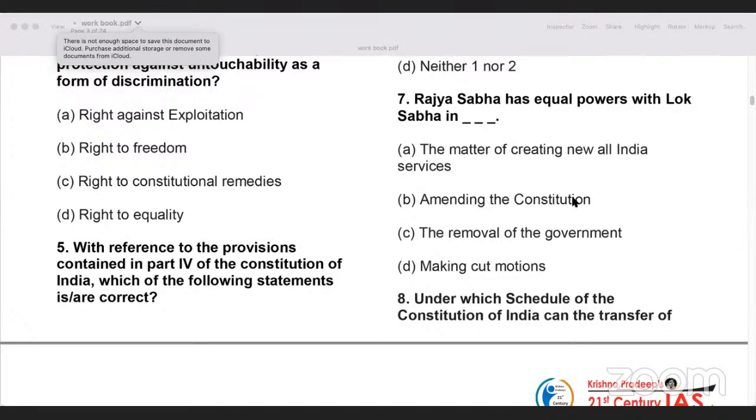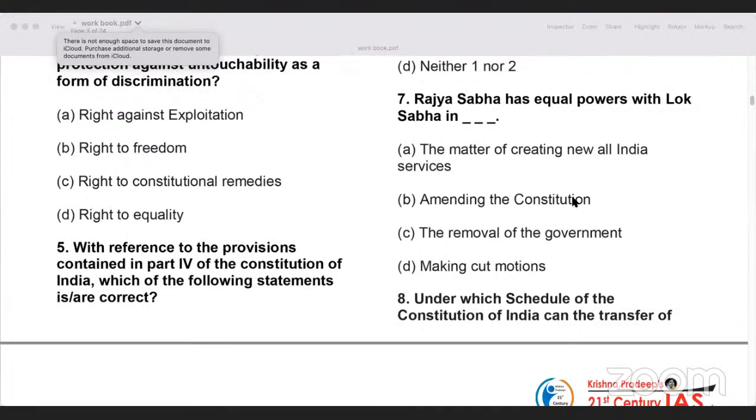Even Manmohan Singh was a member of Rajya Sabha when he was Prime Minister twice. During both terms, he was only a member of the Rajya Sabha. So the Rajya Sabha has almost equal stature on par with the Lok Sabha in most matters, except in matters where it is resulting in censuring the government. Only in matters of censuring the government, Rajya Sabha does not have equal powers on par with the Lok Sabha.